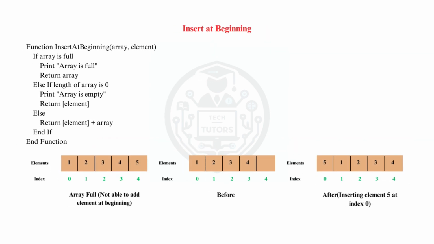The insert at beginning function adds a new element to the start of the array. It does this by shifting all existing elements one position to the right to make space for the new element at the beginning. The new element is then placed in the first position of the original array. This operation can be costly in terms of time complexity because every element needs to be moved to a new position.